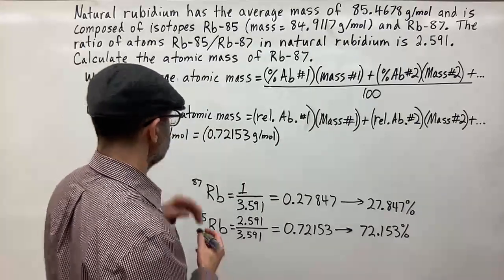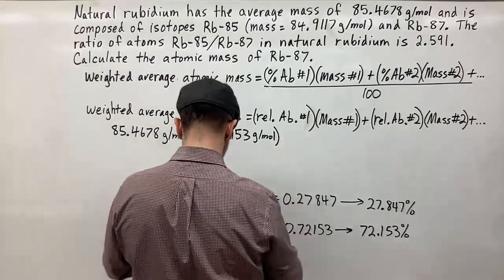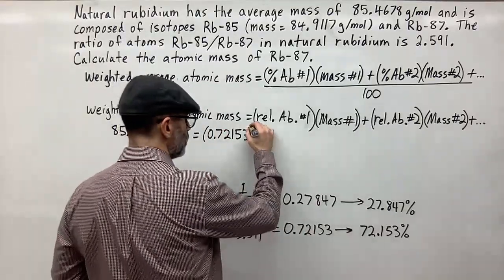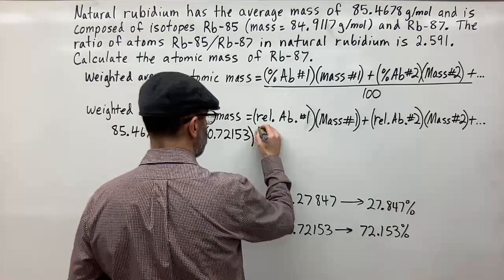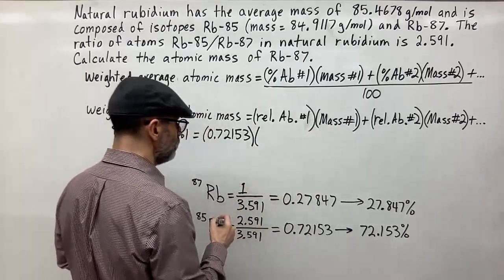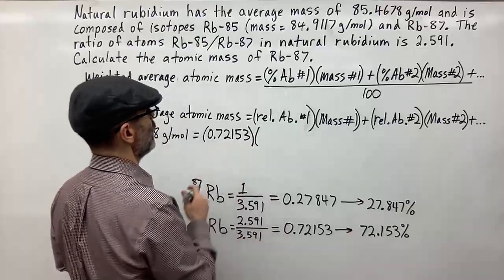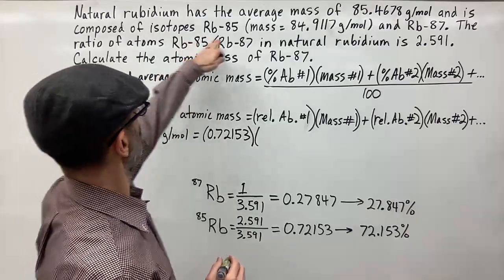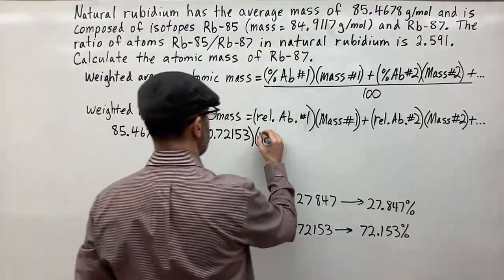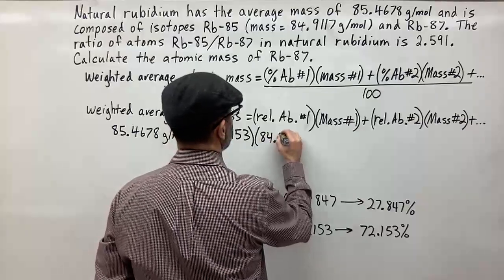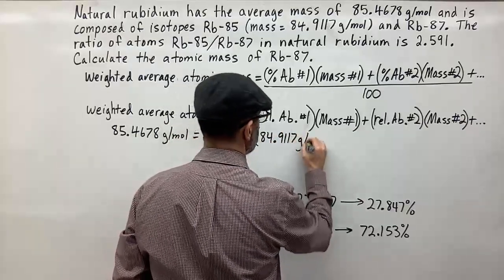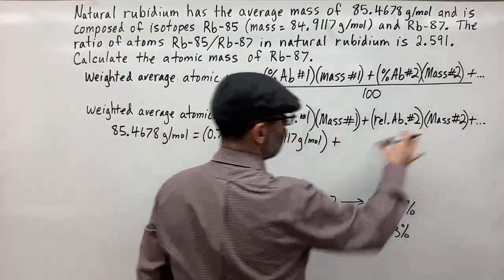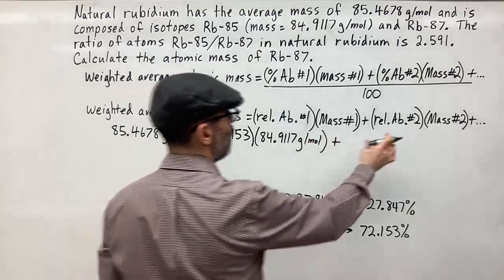I'm going to multiply that. Oops, not grams per mole. That's a relative abundance. There's no units for this. So it's going to just be that number multiplied by the mass. And the mass of rubidium-85 they give me is 84.9117 grams per mole.